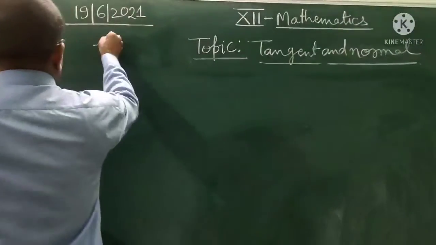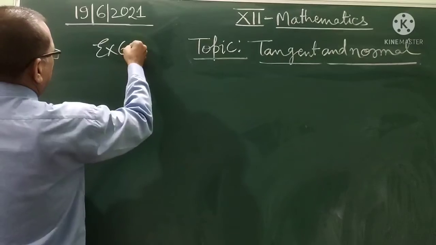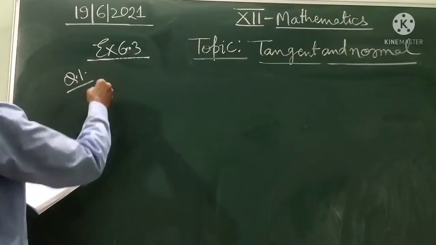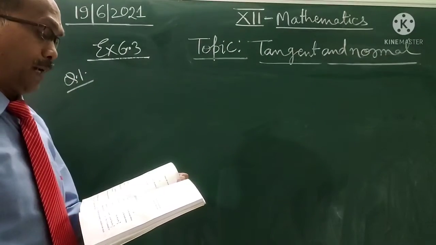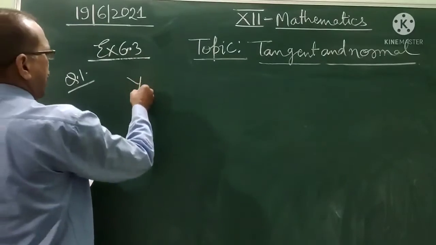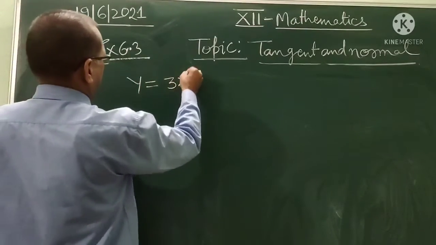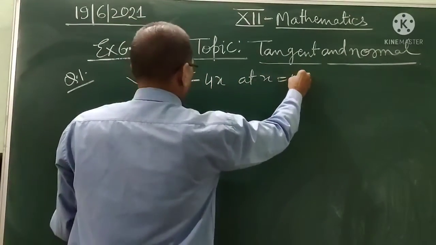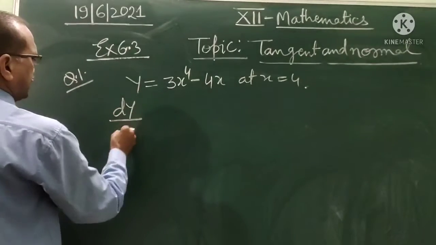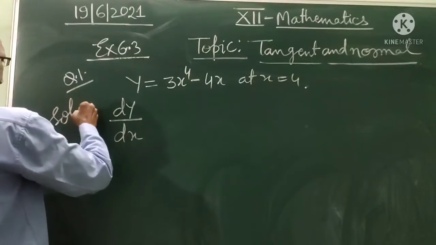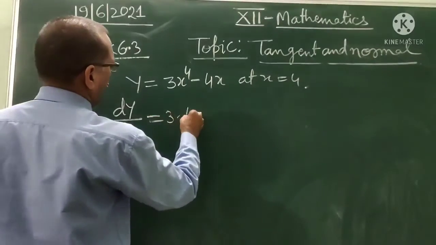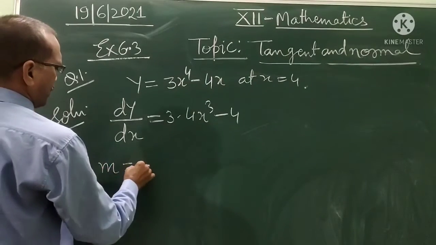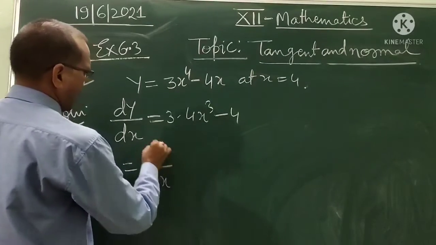Dear student, exercise 6.3. It is related to the tangent and normal. Question number 1. Find the slope of the tangent to the curve y equal to 3x to the power 4 minus 4x at x equal to 4. So dy over dx is 3 into 4x cube minus 4. Then slope m equals dy over dx at x equal to 4.